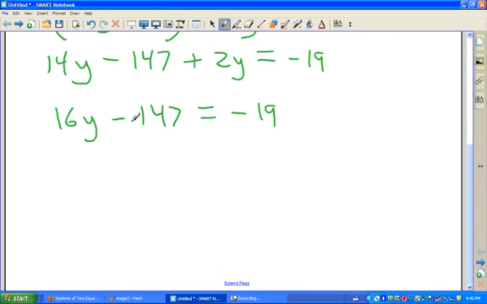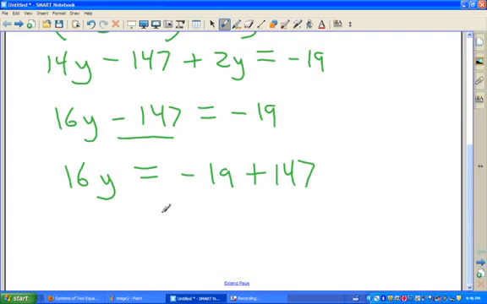Okay, move this over to the other side. I'm going to get 16y equals minus 19 plus 147, right? I undo the subtraction by adding 147 to each side. So 147 minus 19, I can't do the math in my head, so as you listen, I'm getting my calculator out. I can do math in my head easily, but not always. So I'm going to get 128 here. Notice that 147 minus 19 gave me the 128.